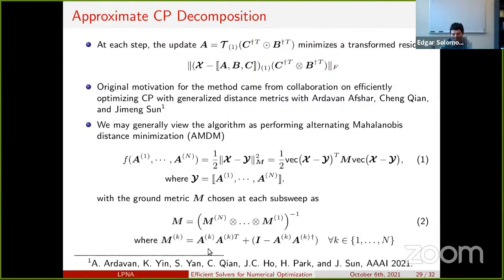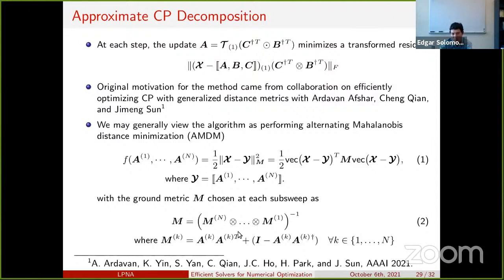And the important term here is this one. It's the product of A, the factor, and its transpose. So generally, this may be low rank. And so we need to augment it with something that just ensures that M is full rank, so we can invert it. And so the method is well defined with this as being a distance metric.